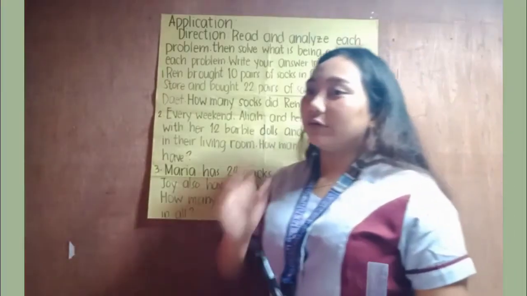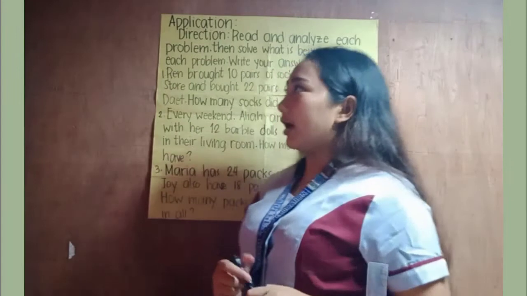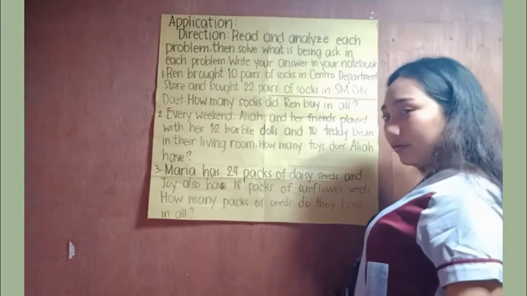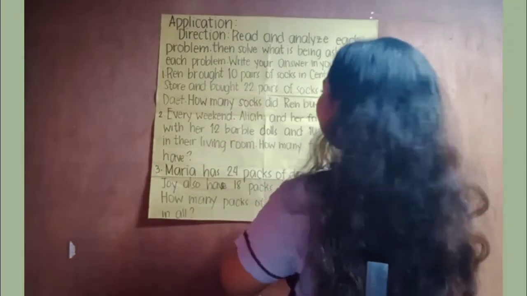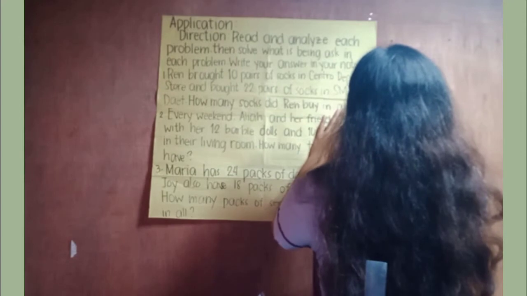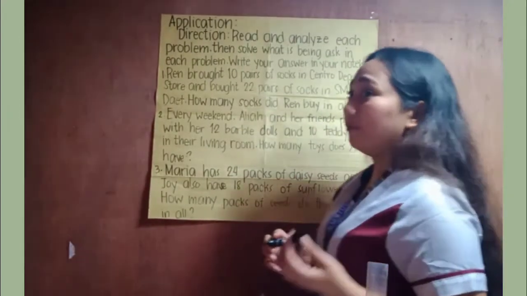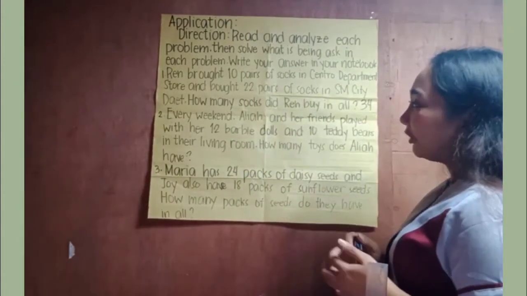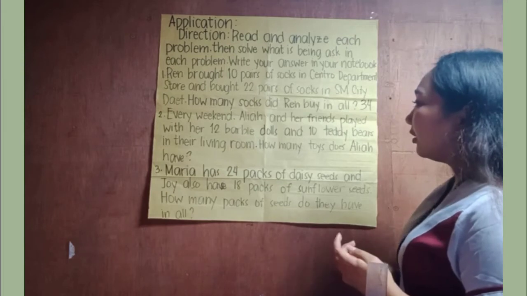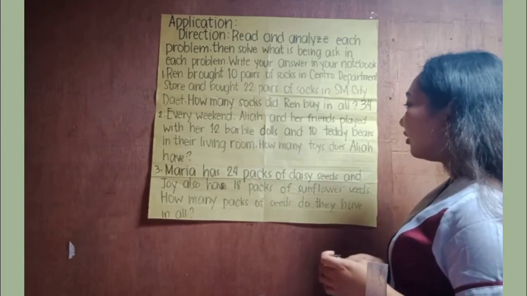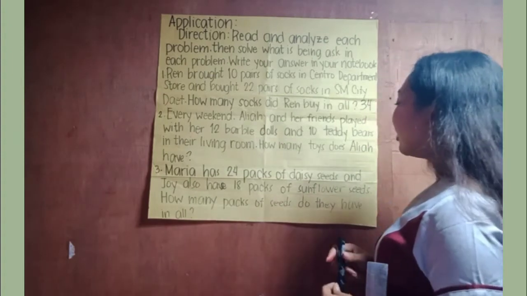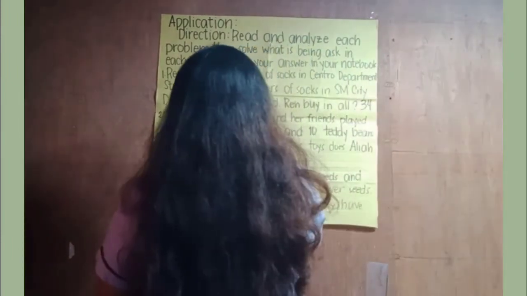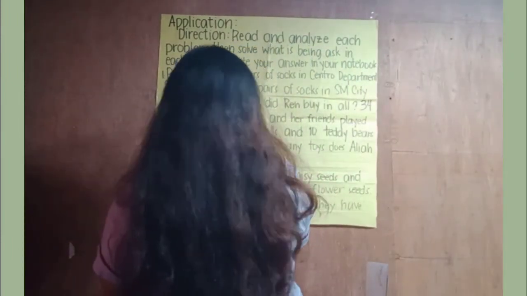Okay, class. We will now check the activity. So, what is the answer in number 1? Very good. This is 34 in all. There are 34 socks that Ren bought. So, number 2, every weekend, Aliyah and her friends play with her 12 Barbie dolls and 10 teddy bears in their living room. So, how many toys does Aliyah have? Very good. Aliyah has 22 toys.